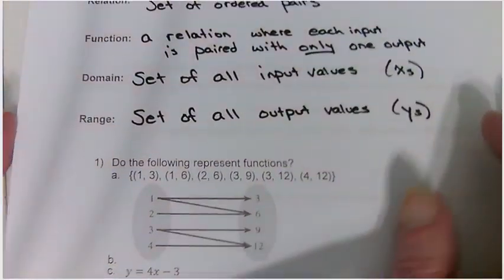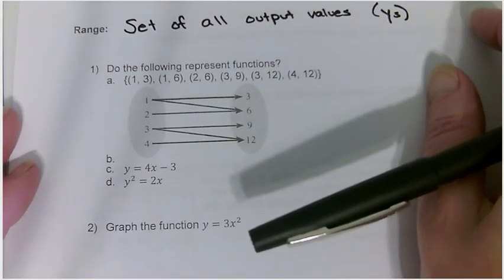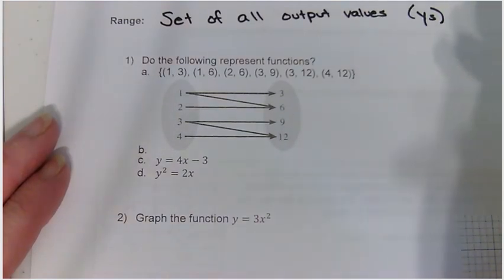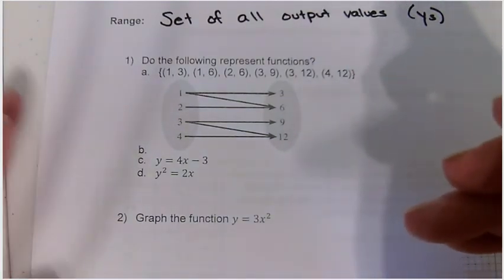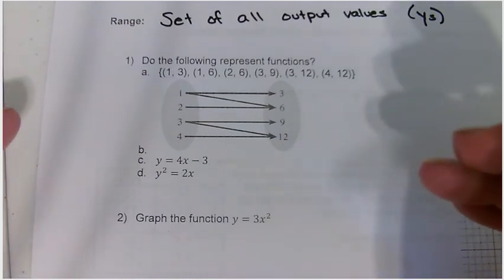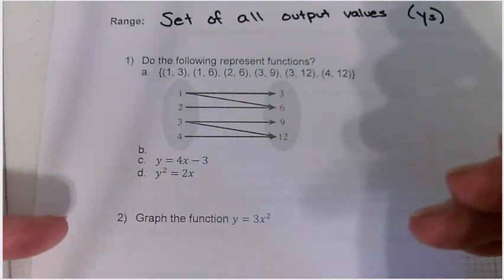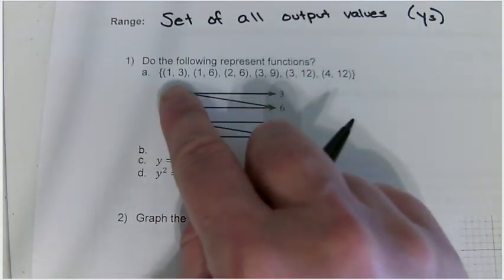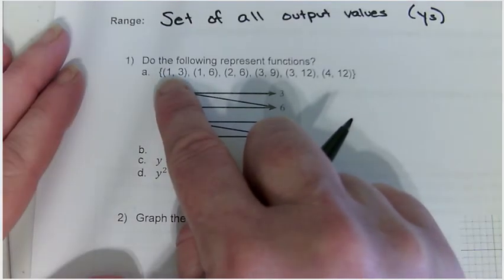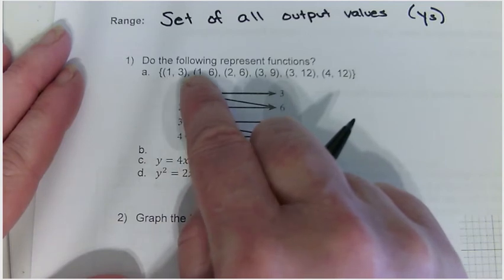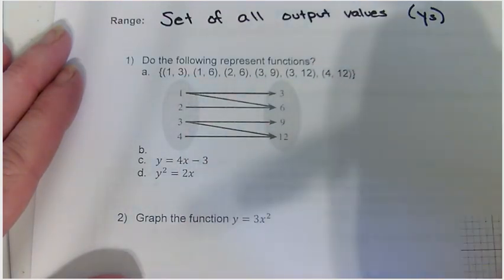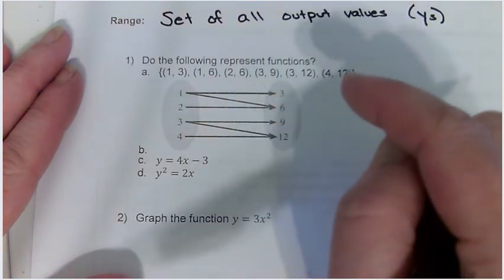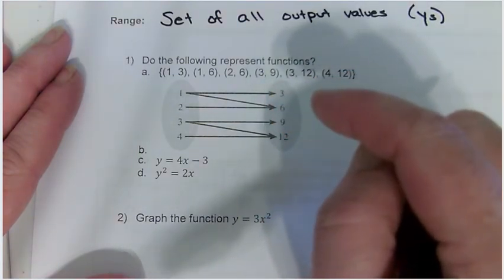So each of these that's listed below are relations. They have a pairing of x's and y's, inputs, outputs. So we need to check and see if these relations are functions. So let's look through the first one. Each input can only be paired with one output. So here I have 1 paired with a 3, and then 1 paired with a 6. That is not a function.